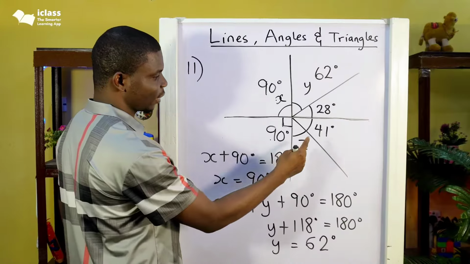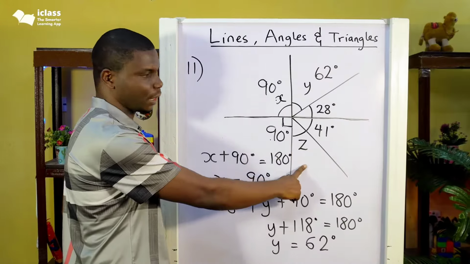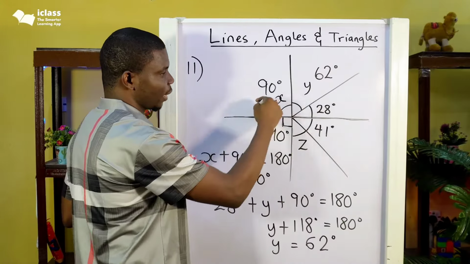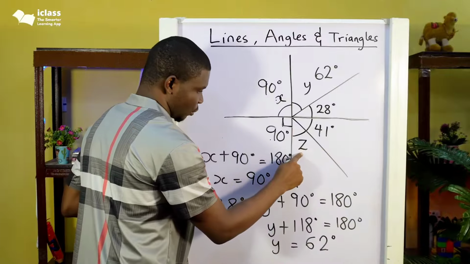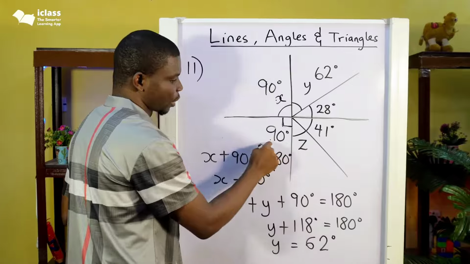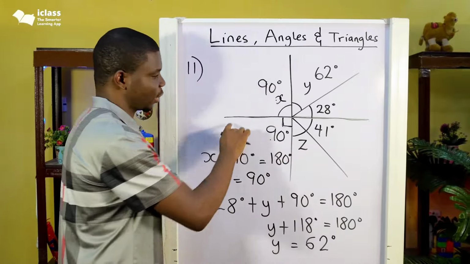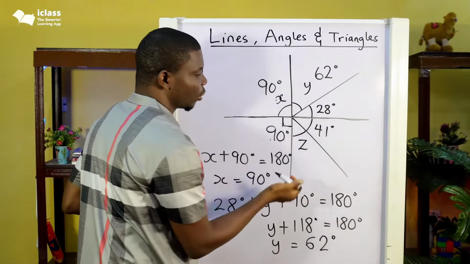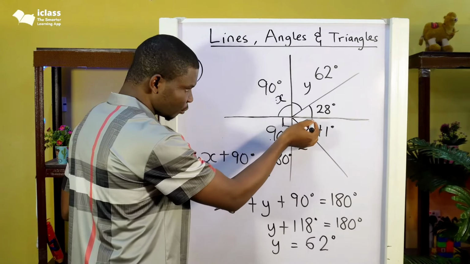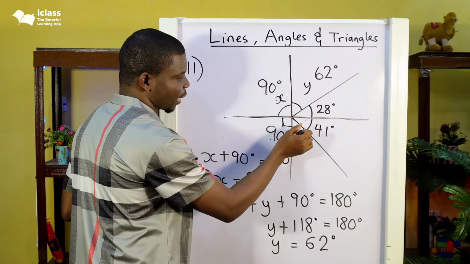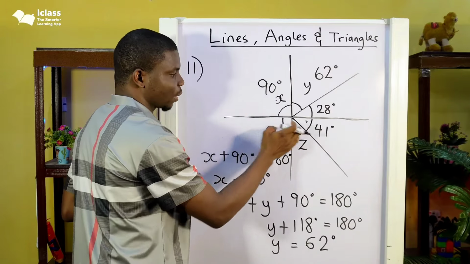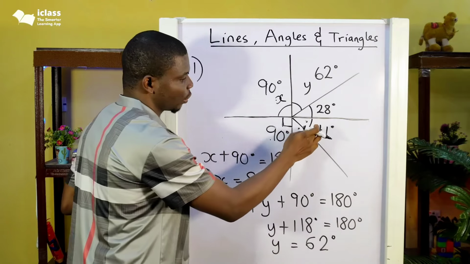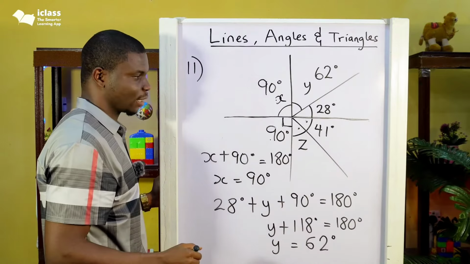Interesting. Finally, z. What will z be? Just the way we got y here, we can get z, right? 41 plus z plus 90 will give us 180 degrees because this is a straight line. Another way you can do it is, you know that this plus this is 90 degrees, right? Of course, 90 plus 90 gives you 180. So this plus this is 90 degrees.